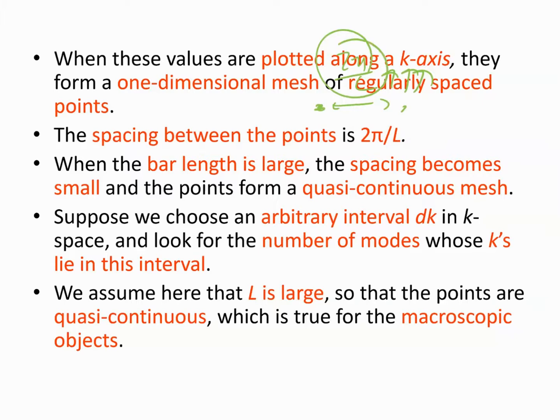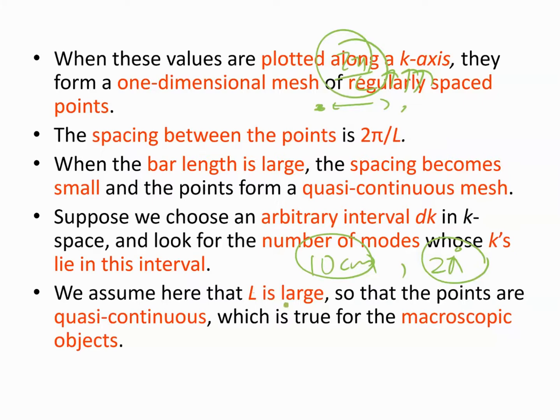Okay, so suppose we choose an arbitrary interval dk in the k space and look for the number of modes whose k is lying in this interval. We assume here that L is large because in the real world, the material is quite large compared with the distance between atoms. In one handful, the dimension is maybe like 10 cm, but the distance between atom and atom is just like 2 angstrom. So 10 cm is much larger than 2 angstrom.